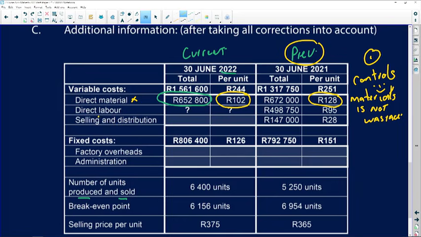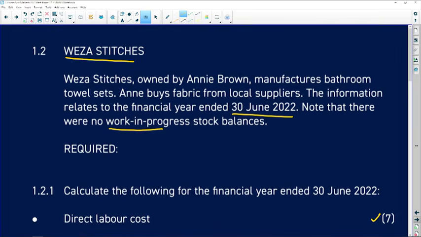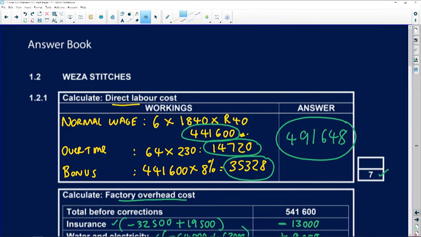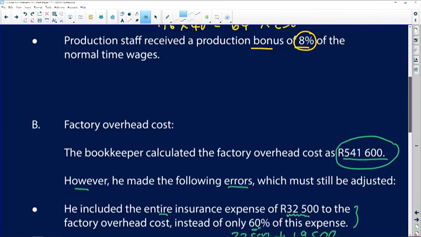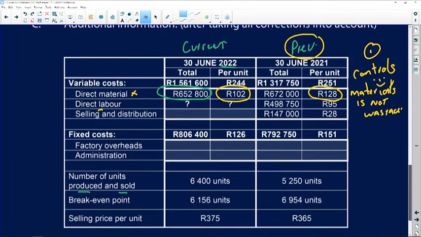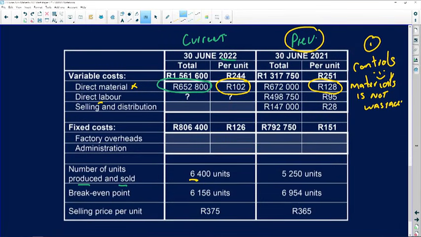Right, now let's look at direct labor cost per unit. Now remember, we worked out direct labor previously, right? And let's just go back to our answer sheet so that we can find that amount. There we go. So it was 491,648, right? So if we take this amount, 491,648, and we divide this by the units that were produced, so let's do that, right? So the units that were produced, if we scroll down, 6,400. Okay, so let's just go back.